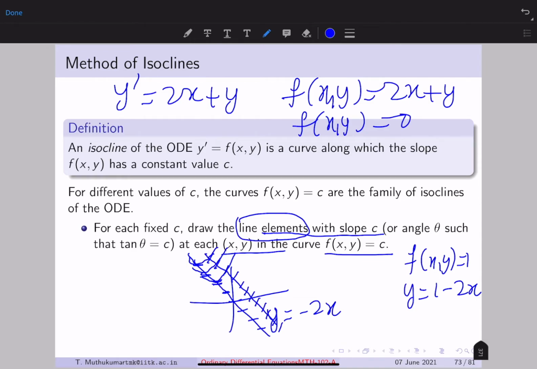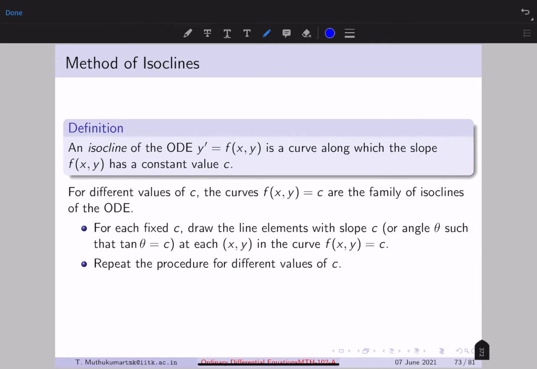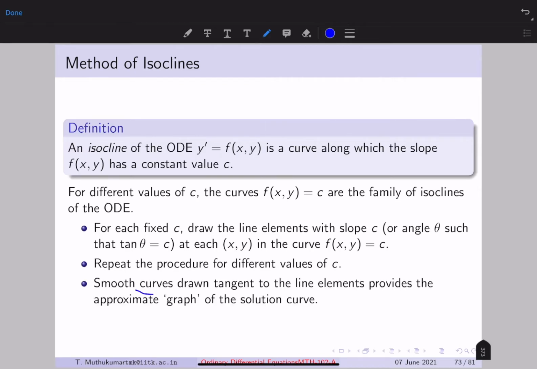So you do this for every C. You first did for 0 slope, then 1 slope, 2 slope, and so on. And if you keep doing this, you have actually plotted the shape of the graph. So you repeat this procedure for all C. Now you draw smooth curves such that the line segments are tangent to the curve that you are drawing, then you have an approximate graph of the solution curve.